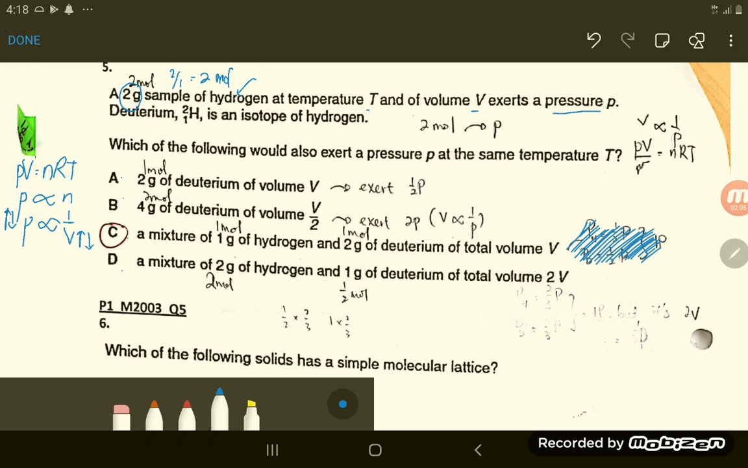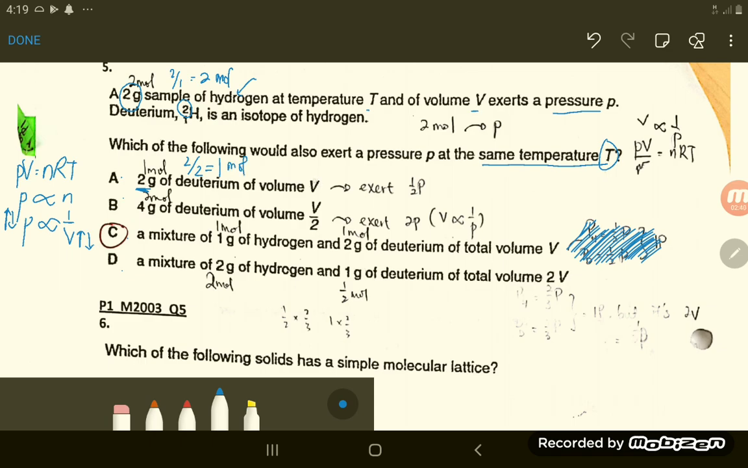Okay, and we don't need to look at the temperature because temperature is kept constant, so the same temperature remains as T. So we will look in terms of number of mole and also in terms of the volume of gas. So 2 grams of deuterium, convert it into moles as well. So you divide 2 grams over the Ar of deuterium, which is 2. Okay, so you get 1 mole.